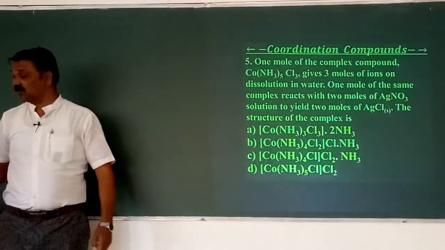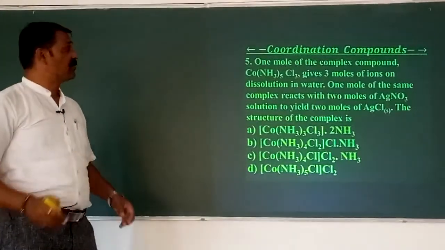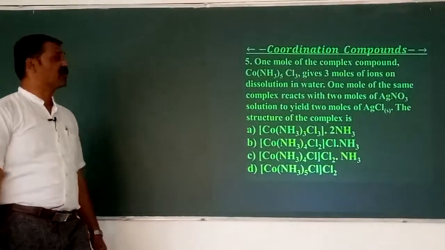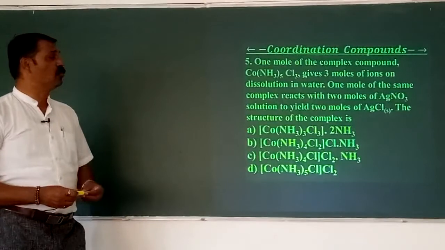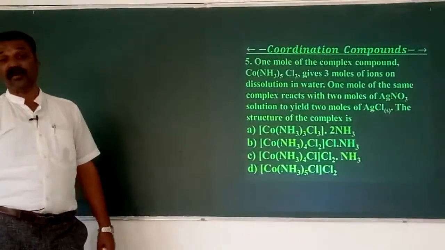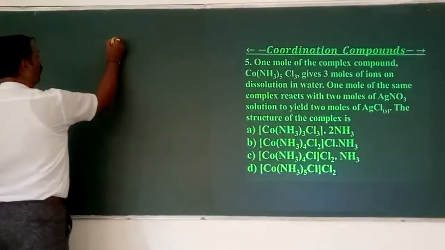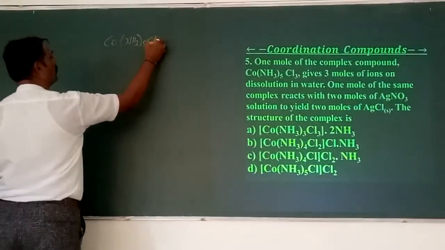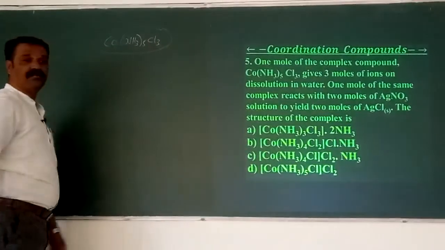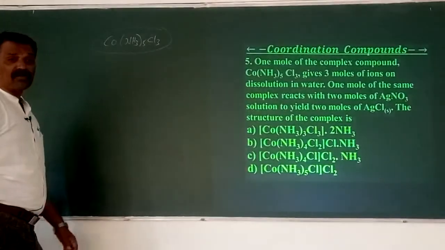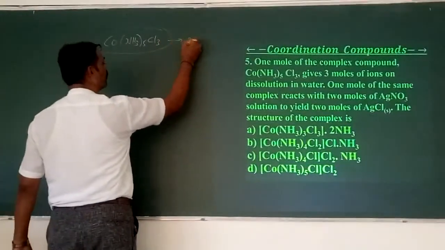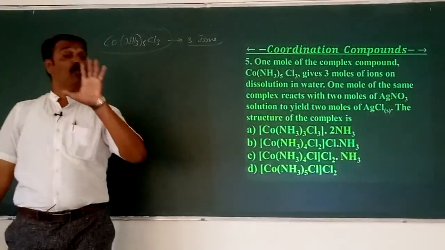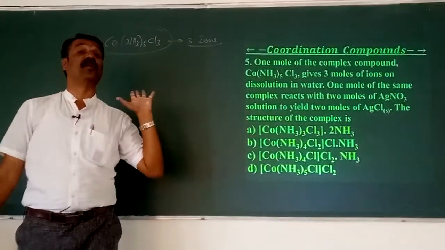One mole of the complex Co(NH3)5 Cl3 gives 3 moles of ions on dissolution in water. 1 mole of the same complex reacts with 2 moles of AgNO3 to yield 2 moles of AgCl. Therefore, what must be the structure of that? So the complex that has been provided is Co(NH3)5 Cl3. This contains 3 ions.